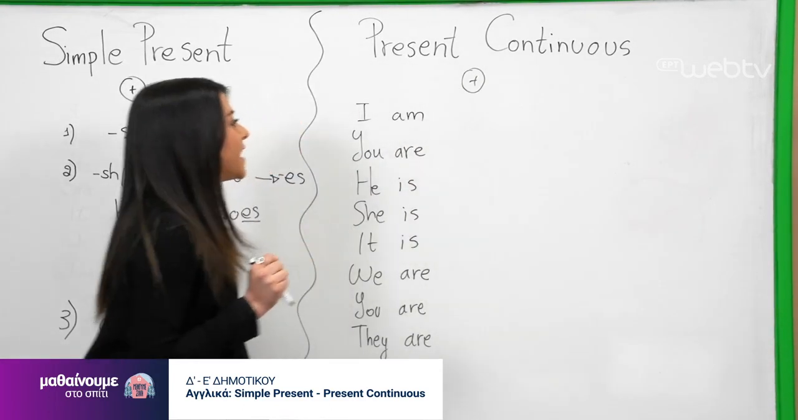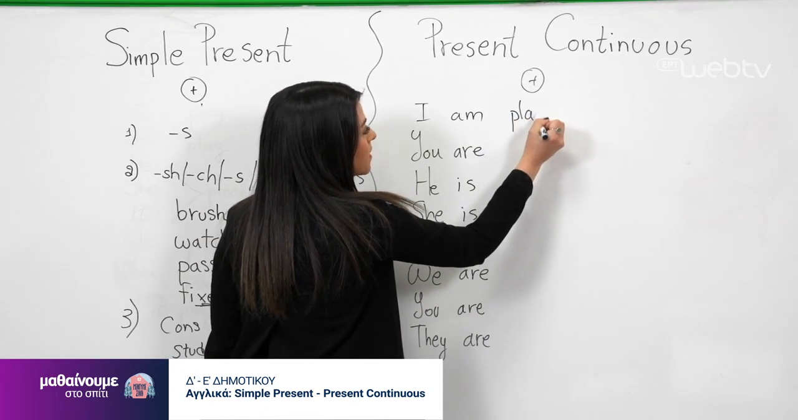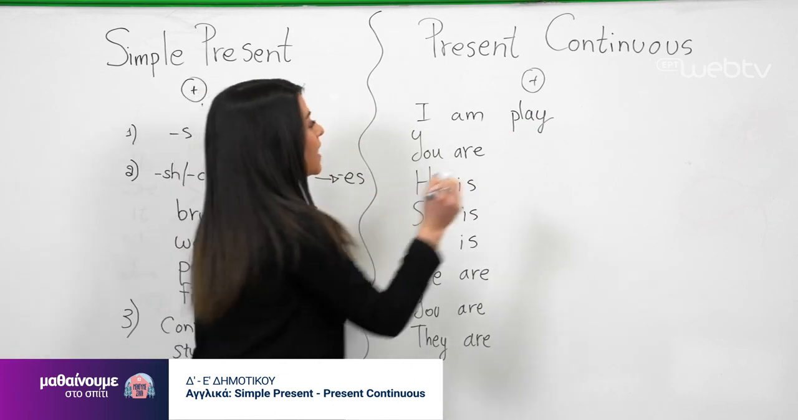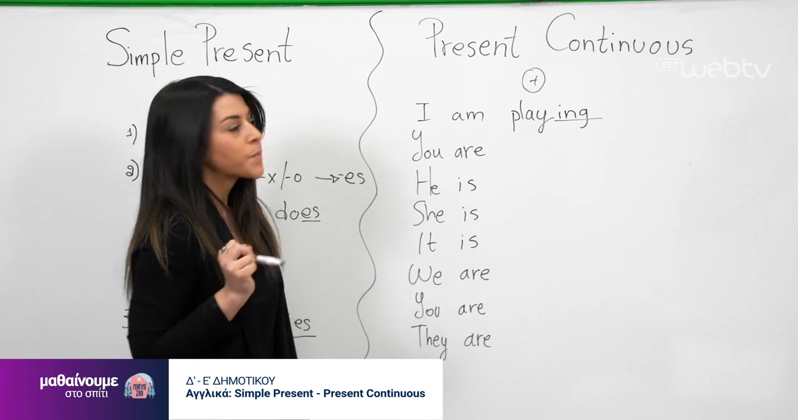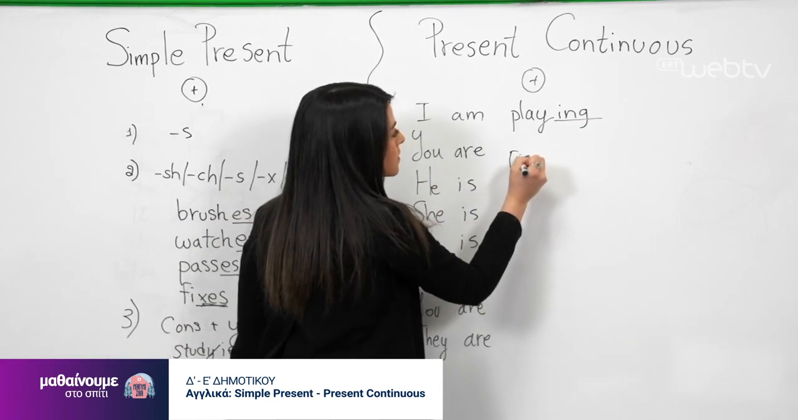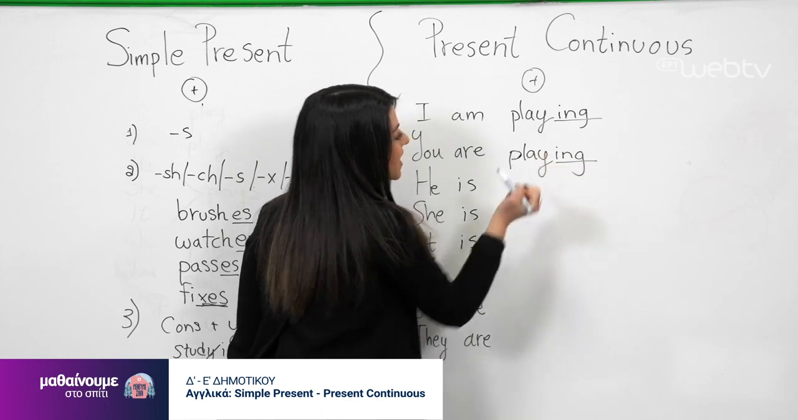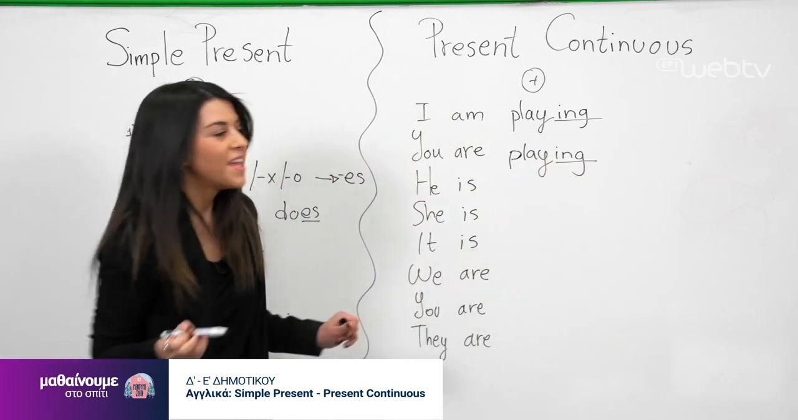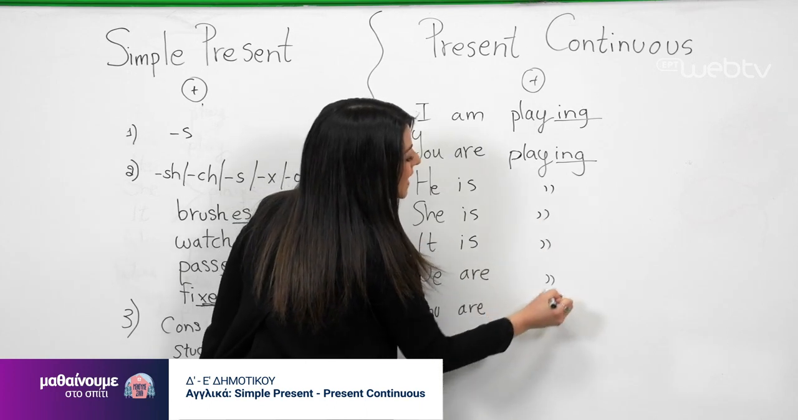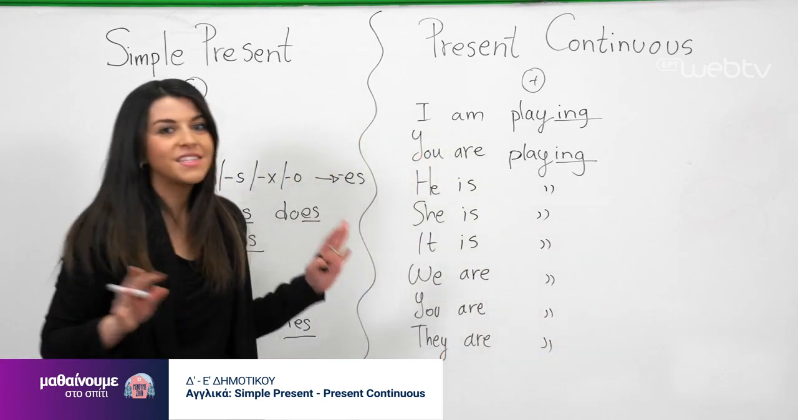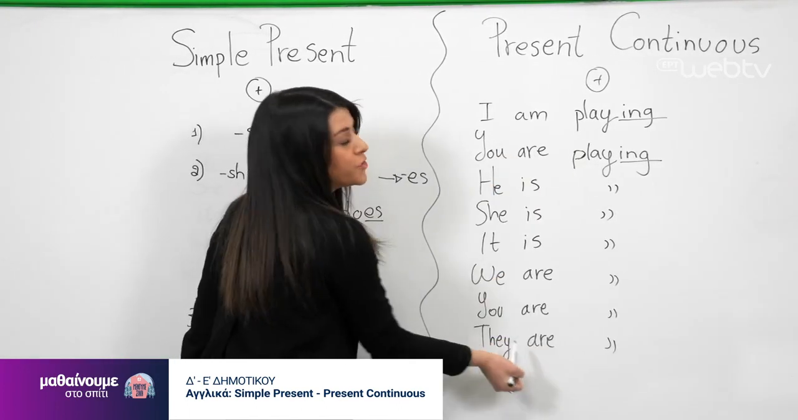So let's take again the verb play. We write I am, play, and then ing, playing. Okay? Again, you are playing. I'm not going to write it again. It's everywhere the same. He is playing. She is playing. It is playing. We are playing. You're playing. They are playing. It doesn't change anywhere. The only thing we change is the verb to be.